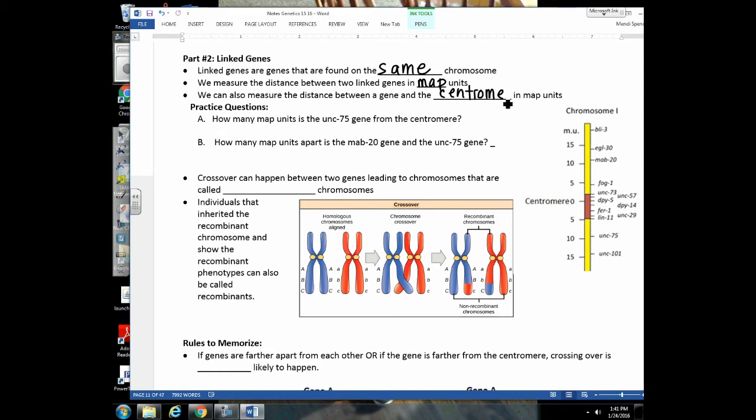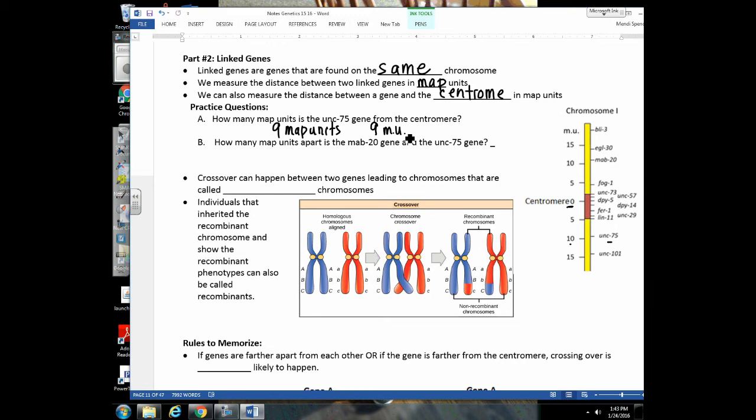So let's just do some simple practice. I have a diagram over here, and then we have these two questions. Question A says, how many map units is the UNC75 gene from the centromere? Note that the centromere is at 0 here. Here's the UNC75 gene. It's right before this 10 marker. So I'm going to go with 9 map units from the centromere. And sometimes we just put 10 MU, map units.